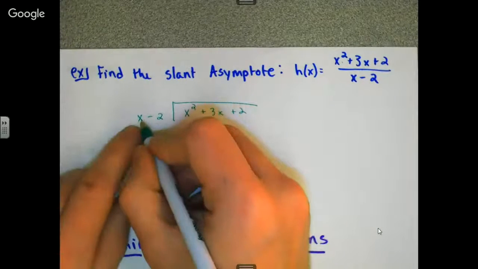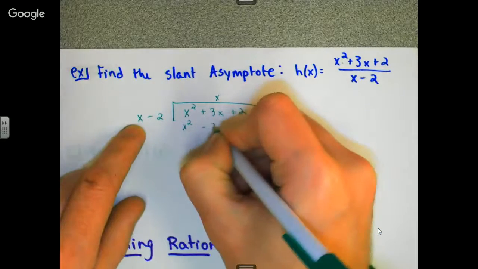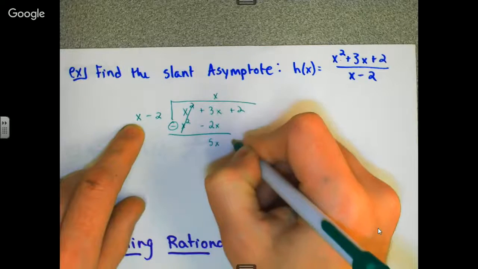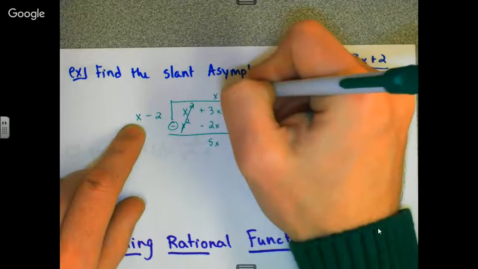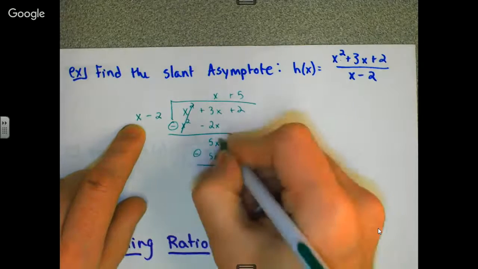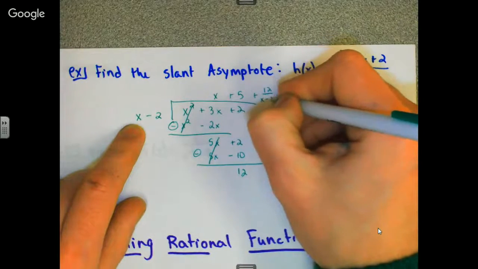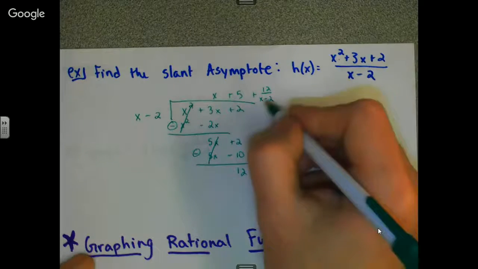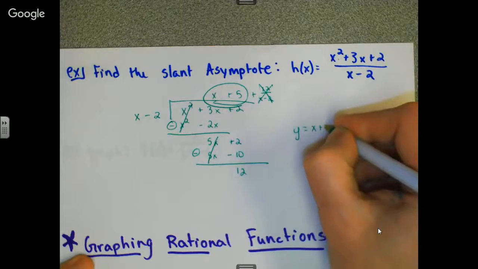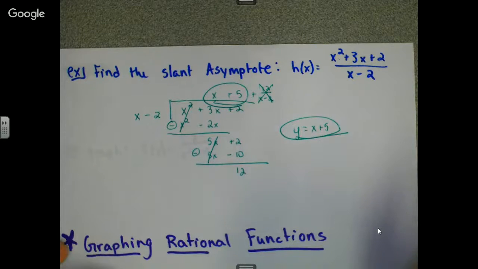So how do I make x become x squared? We'll multiply by x, we get x squared minus 2x. We subtract, those cancel. We get 5x, bring down the 2. Multiply by 5x, you get 5x minus 10. Subtract, those cancel, and you get 12. So then you get plus 12 over x minus 2. Now, I don't care about this part. This is my slant asymptote. So y equals x plus 5 is your slant asymptote. That's the important part. Okay, we can look at another one here real quick.